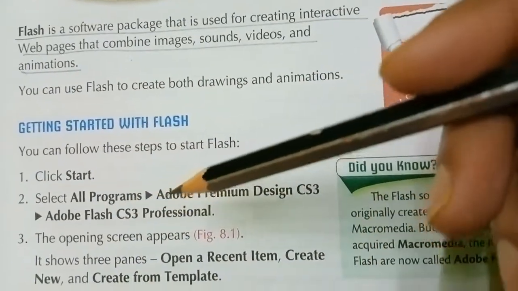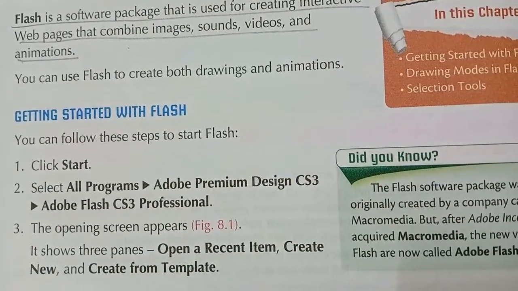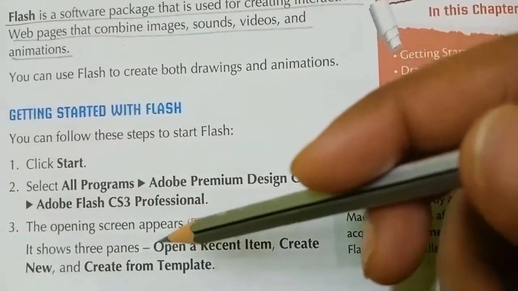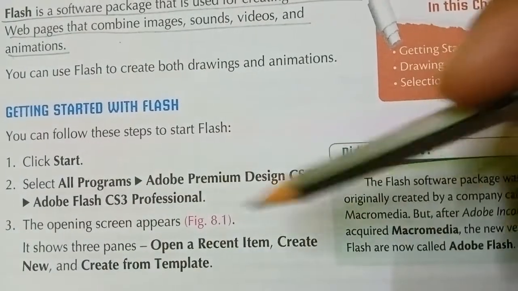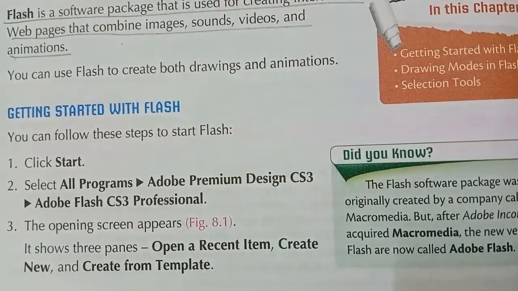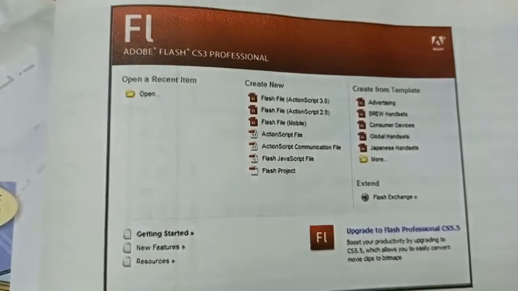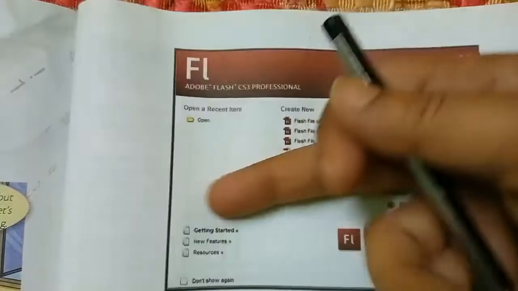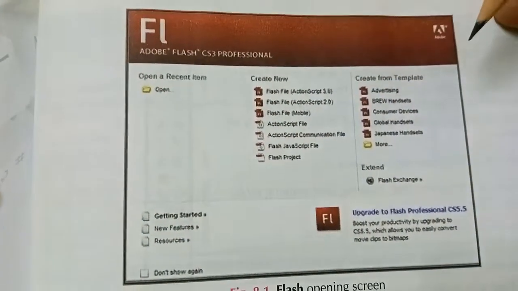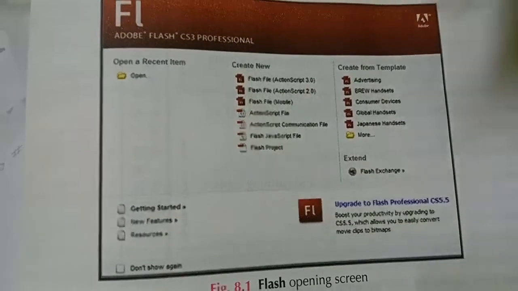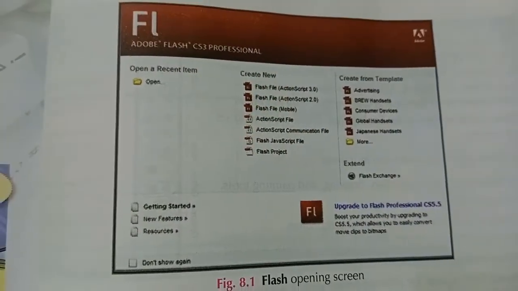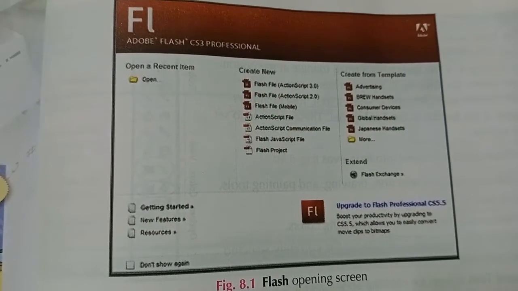The opening screen appears. Figure 8.1 shows the opening screen. It shows three panes: open a recent item, create new and create from template. On the next page you can see this is the opening screen of Flash CS3 Professional. Getting started, new features, all these things are given here. This picture is not so good, it is not clear.